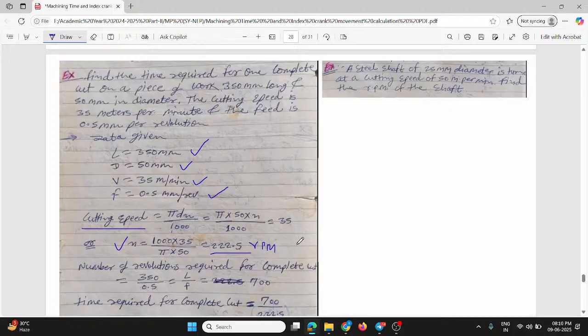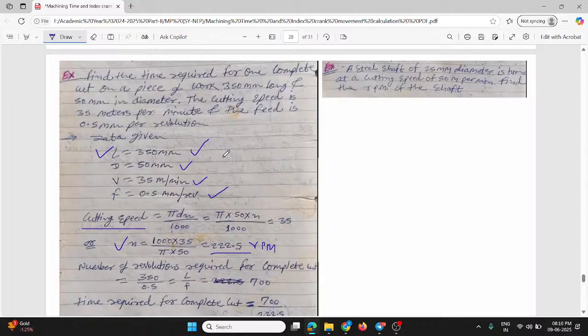So if N is known, you know the formula for machining time calculation, that is equal to L divided by F into N. So what is L here? L is the total length of the workpiece plus the approach length plus the over travel. Here the approach length is not given, and the over travel is also not given, so we may not consider those.